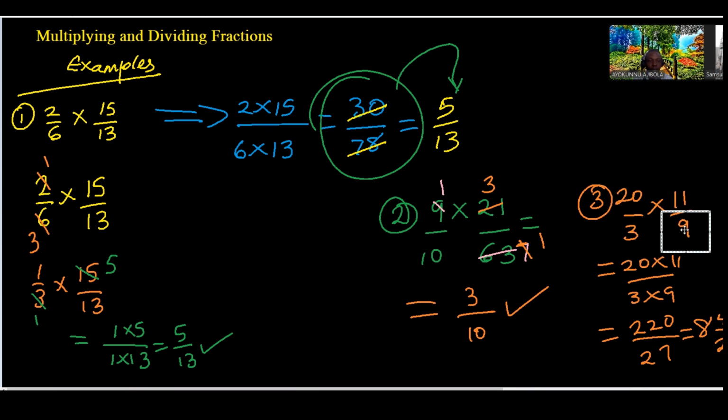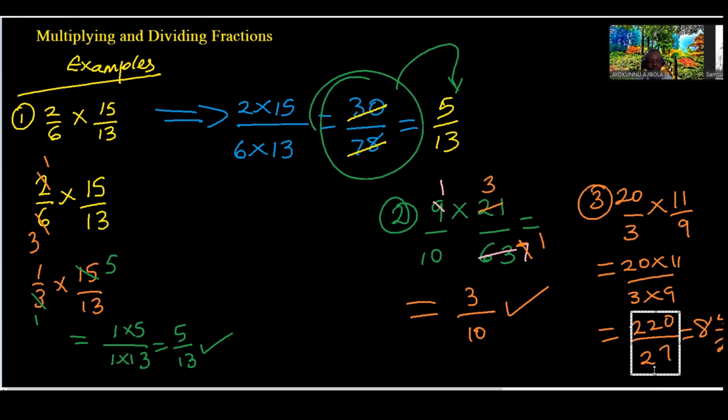But for the other type, there is nothing at the top that is common to anything at the bottom. 9 is not a factor of 20, neither is it a factor of 11. 3 is not a factor of 11 or 20. So I have no choice than to multiply the numerator by numerator, which is 20 times 11, and denominator by denominator, which is 3 times 9. Okay? Then 20 times 11 gives me 220, and 3 times 9 gives me 27. So I have an improper fraction.